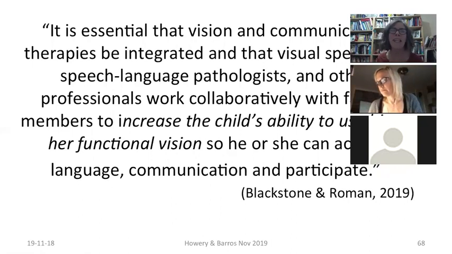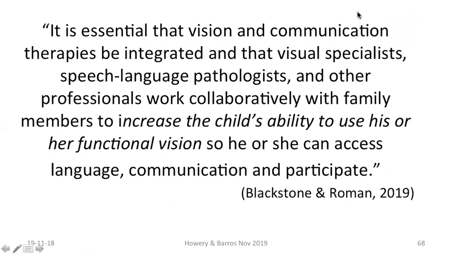So this is where we're going to end. It is essential that vision and communication therapies be integrated, and that vision specialists, speech language pathologists, and other professionals work collaboratively with family members to increase the child's ability to use his functional vision so that he or she can access language, communication, and participation. So that's from Blackstone and Roman.